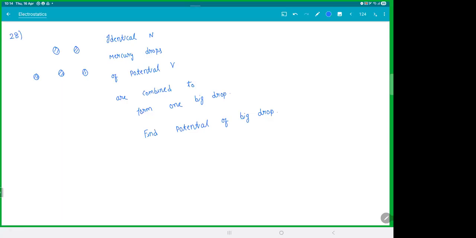So we have n identical spherical mercury drops. Each one has a potential. You combine all of them, you get another big sphere.